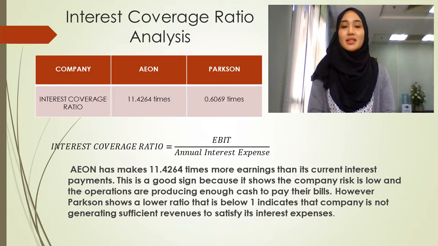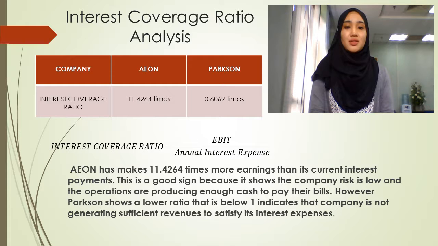Okay, secondly is interest coverage ratio analysis. To find the interest coverage ratio, we have to divide the EBIT by the annual interest expense. Based on our findings, Aeon has 11.4264 times, far more than Patson's interest coverage ratio, which is 0.6069 times.